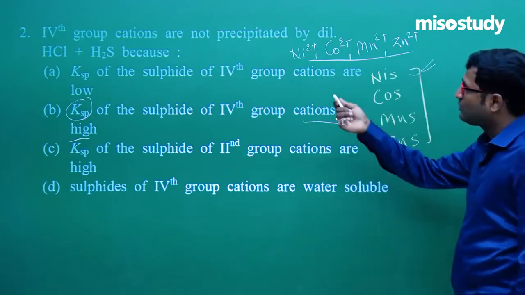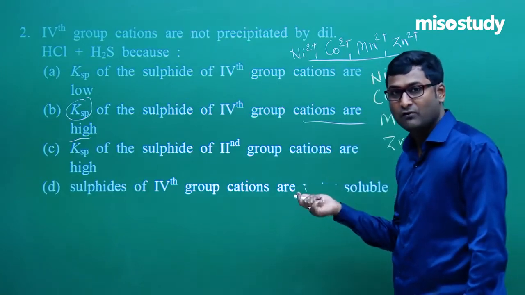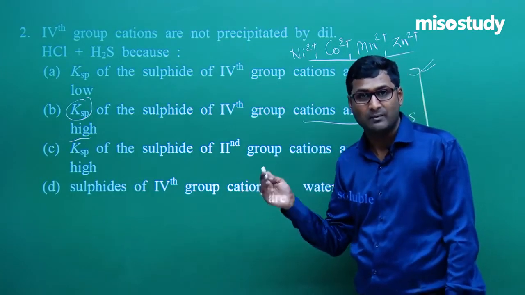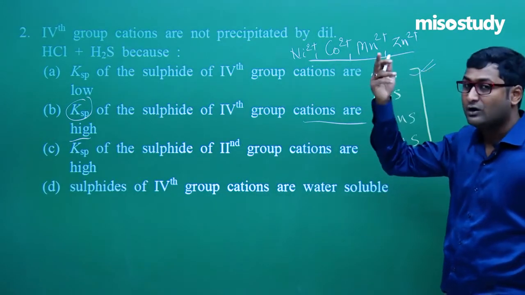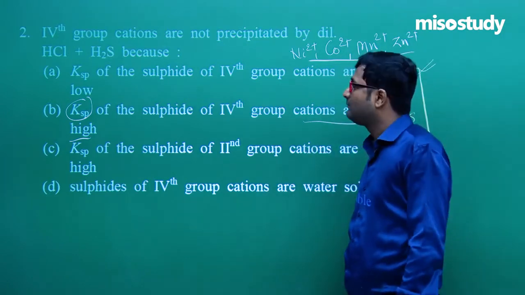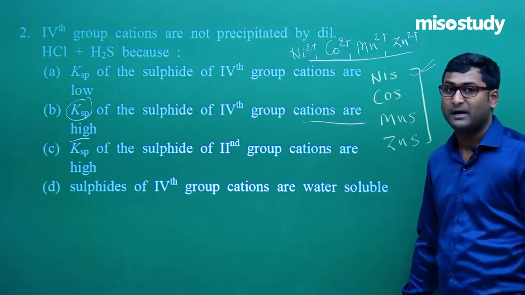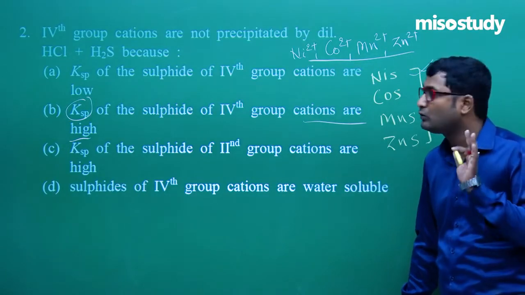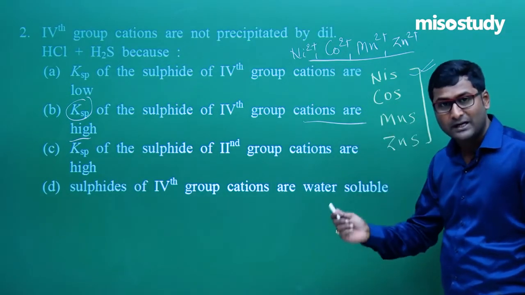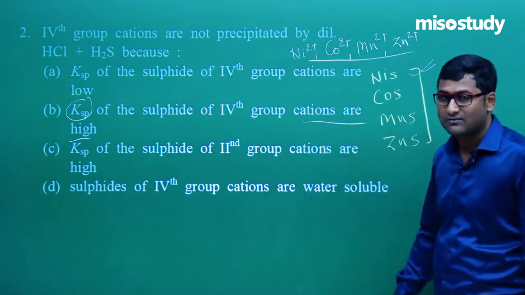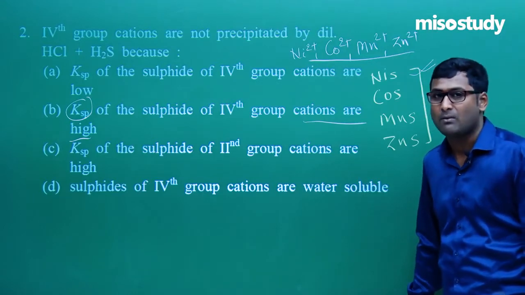But if I compare group 4 with group 2, like Cd2 plus and Cu2 plus, they also form sulfides, CdS and CuS, remember this? But in this case they form precipitate, because group 2 cations have less Ksp. If we talk about group 4, they form sulfide, but the solubility product in this case is very high. If the solubility product is high, they dissolve, they do not form precipitate.